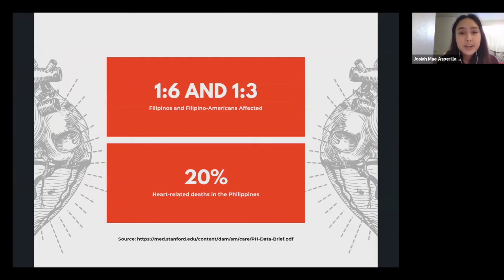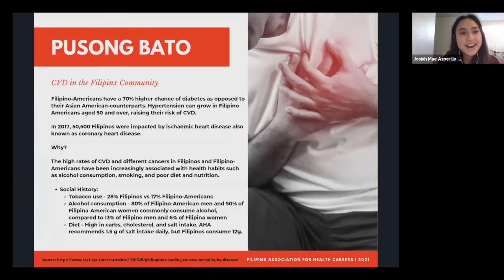Here are some statistics about heart disease in the Filipino American community. 1 in 6 Filipinos are affected by heart disease, and 1 in 3 Filipino Americans are affected by heart disease. 20% of deaths in the Philippines are heart-related deaths. You can find more statistics on the website that Stanford has. We'll also make sure you can access that later. This is Pusong Bato, a Filipino song you can search up. We'll be talking about CVD in the Filipinx community.